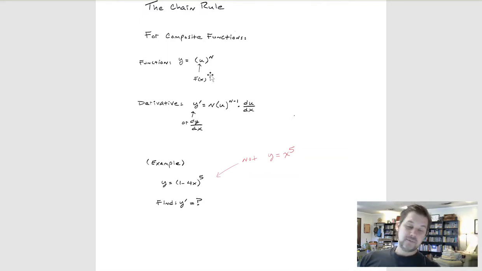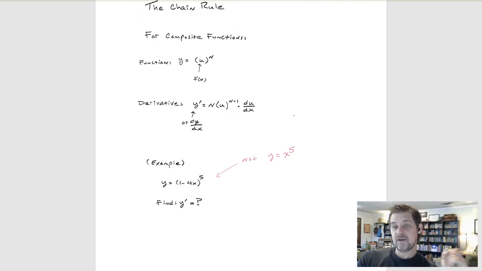Now, as a disclaimer, there are lots of other times when you'd use the chain rule. There are other functions besides this one where the chain rule is still applicable, and those are composite functions of other kinds, but I wasn't going to complicate that issue because this is the only kind of composite function that we'll see in this assignment.